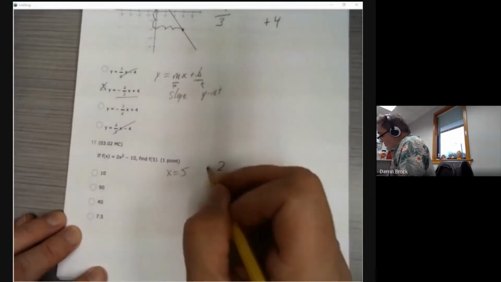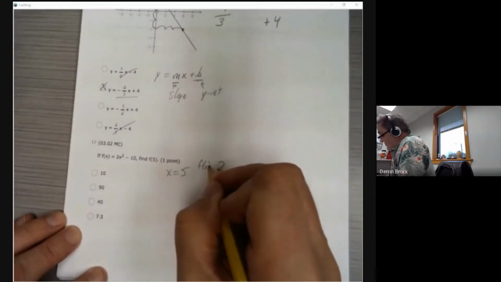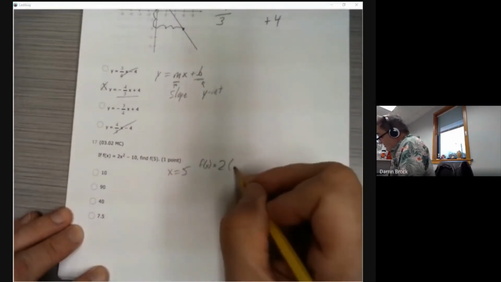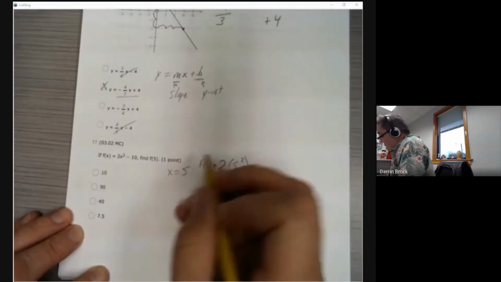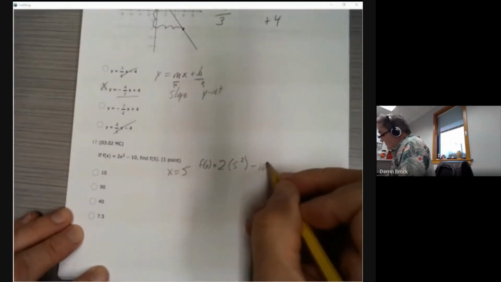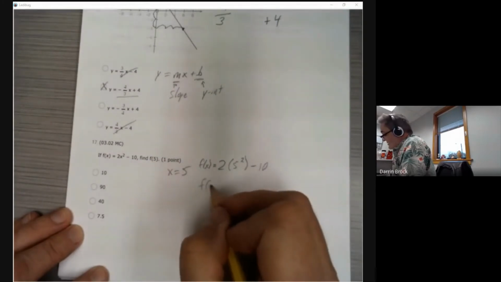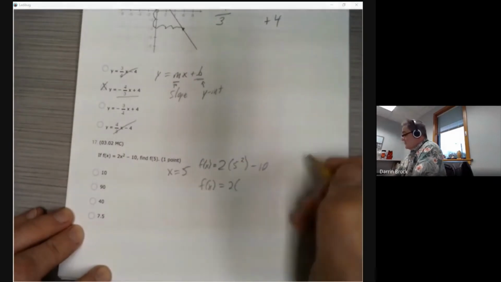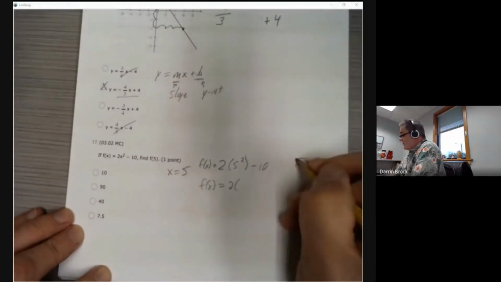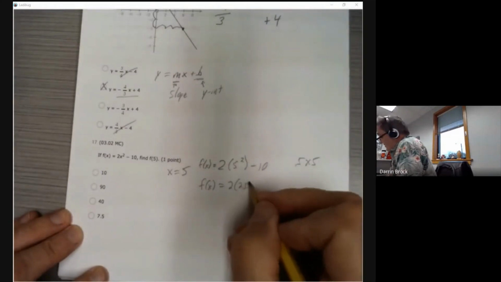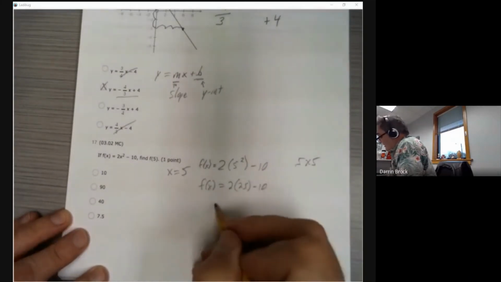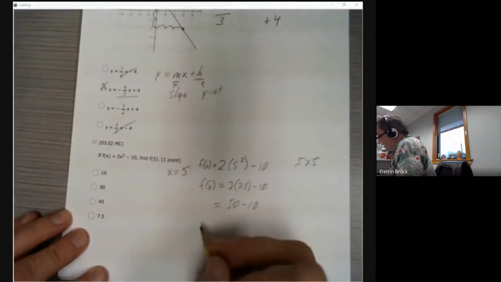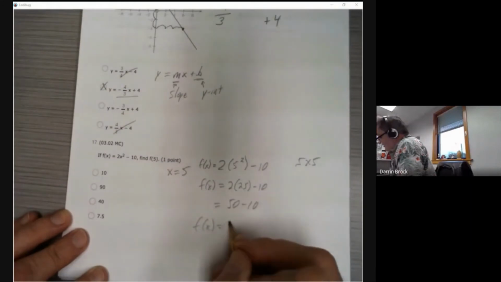Well, f of x equals 2 times x squared, 5 squared because x is 5, minus 10. So f of x equals 2 times, what's 5 squared? Well, when you square something, you multiply it by itself. So that's 5 times 5. 5 times 5 is 25. Okay. So now 2 times 25 is 50. 50 minus 10, f of x equals 40.